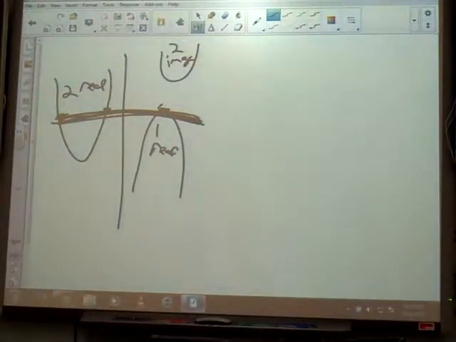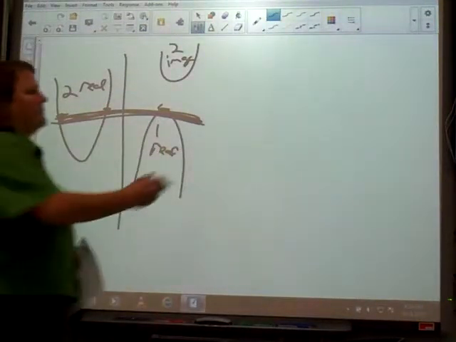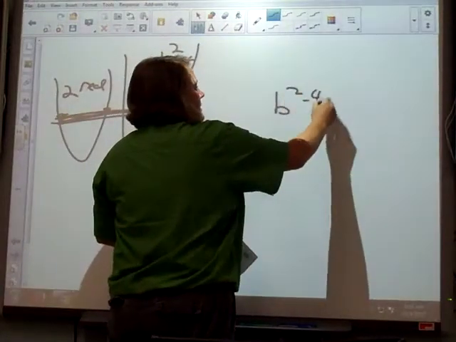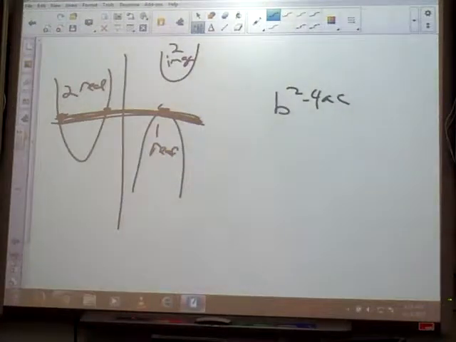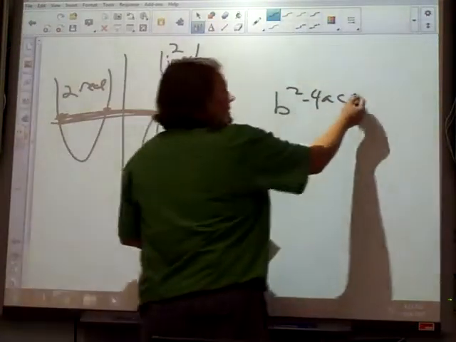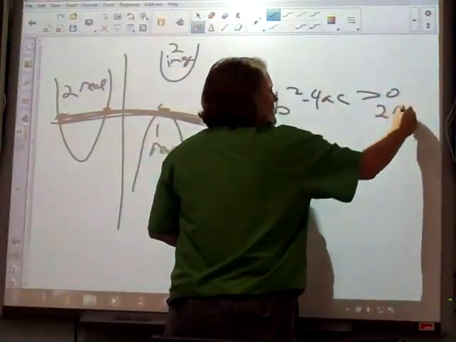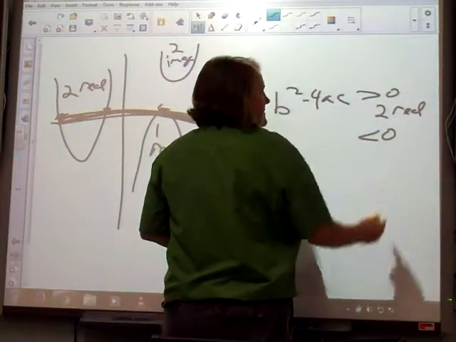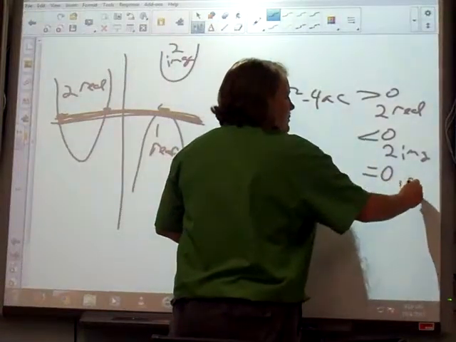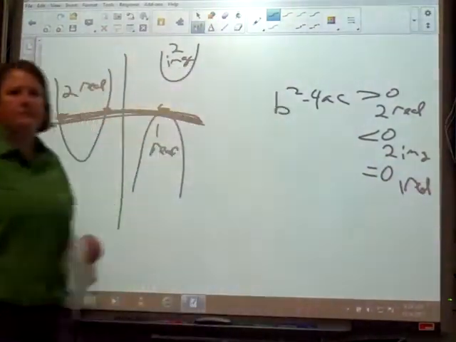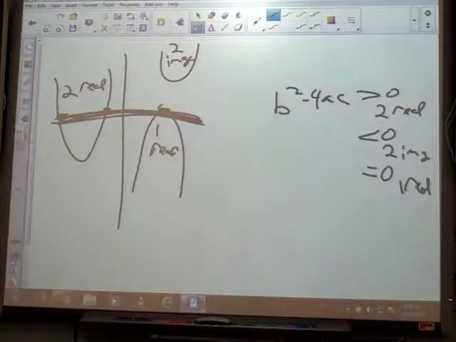Okay, the other way we learned to do this when we did it algebraically, if you're not given a picture of the graph, we did the part just underneath the radical. Remember that? B squared minus 4ac, the discriminant. We talked about that before, so it does give you the equation there if you wanted to check them and do it algebraically. If our discriminant was greater than 0, we had two real. If our discriminant was less than 0, we had two imaginary. If our discriminant equaled 0, we had one real. Remember when we did that a long time ago?